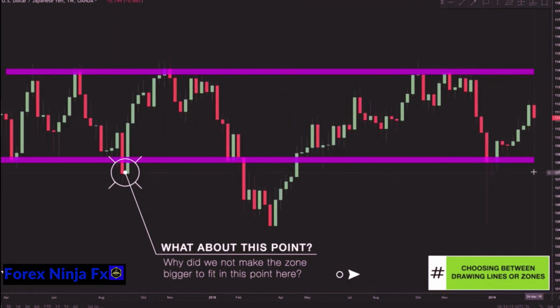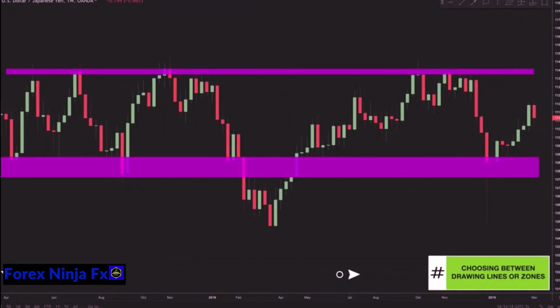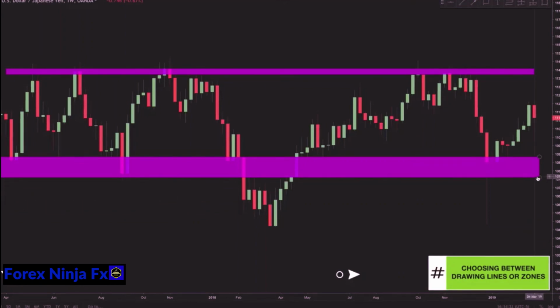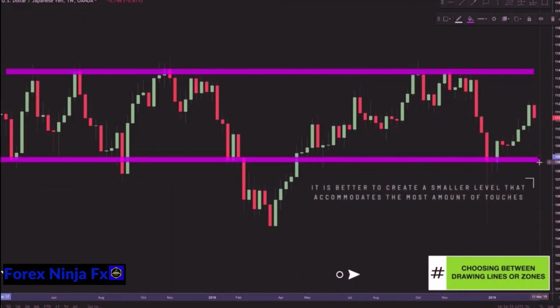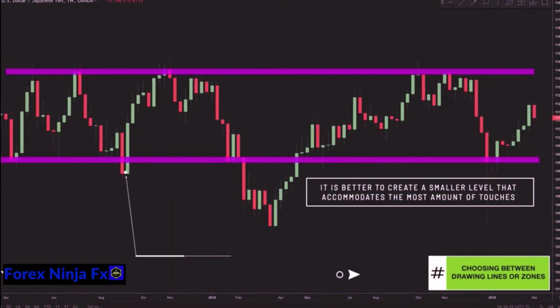Because let's say you were to draw this big zone here to accommodate for this low here. 1, it looks terrible, and 2, you'll end up confusing yourself with such a large area, as it gets even worse once you start using multiple time frames. So instead, we opt to create a smaller level that accommodates the most levels that it can touch. And then this point here will be deemed a false breakout.